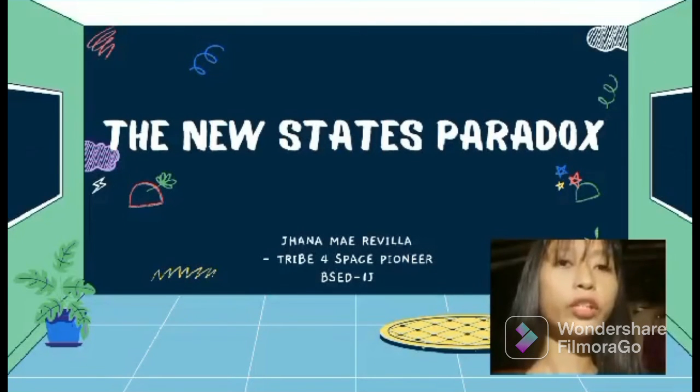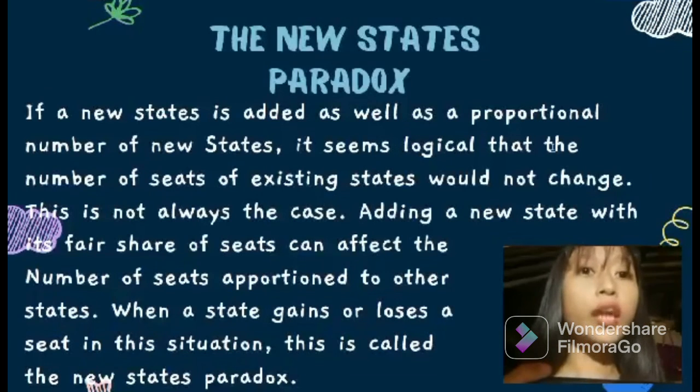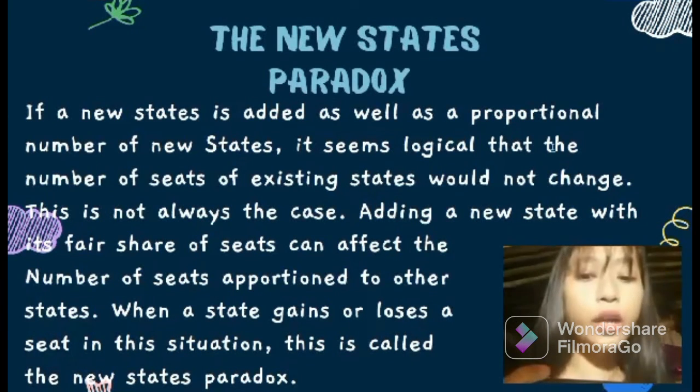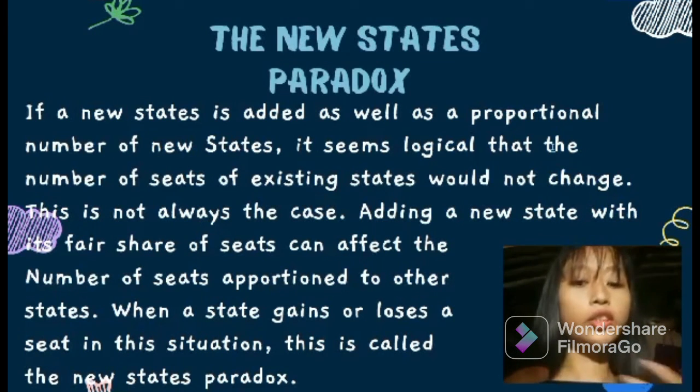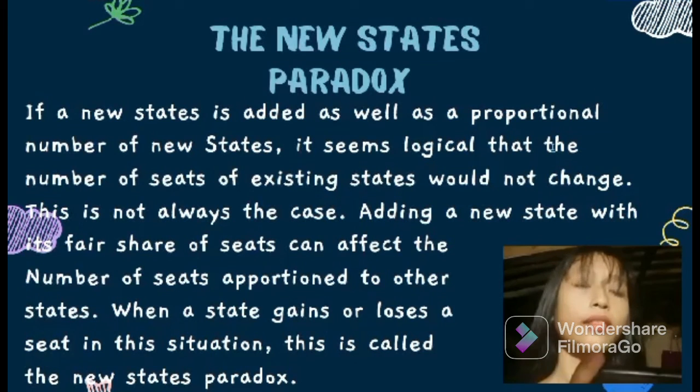Hi, my name is Jana Miribilla from Tribe 4 Space Pioneer, BSED1J. The new states paradox. If a new state is added along with a proportional number of new seats, it seems logical that the number of seats of existing states will not change. This is not always the case, and adding a new state with its fair share of seats can affect the number of seats apportioned to other states. When a state gains or loses a seat in this situation, it is called the new states paradox.